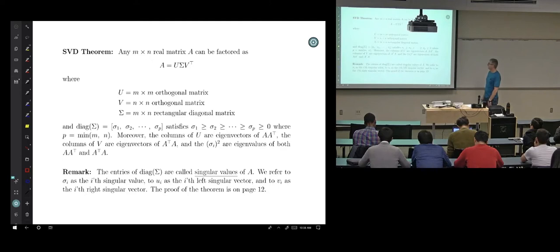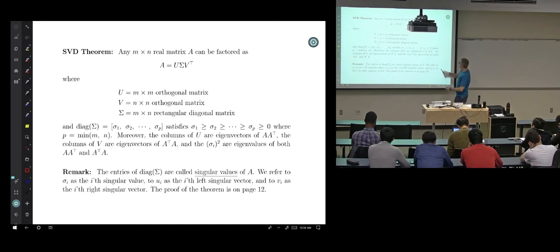And if you square these things, called the singular values, they are eigenvalues of A times A transpose and A transpose times A. So all of this will pop out when we look at the proof. Okay, so it's very special structure.